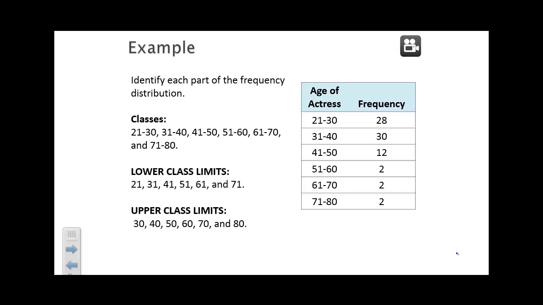Okay, the lower class limit. Lower class limits are the values on the left hand side, the 21, the 31, that lowest value in the class. And then the upper class limits are the highest values in the class, so 30, 40, 50, 60, etc.